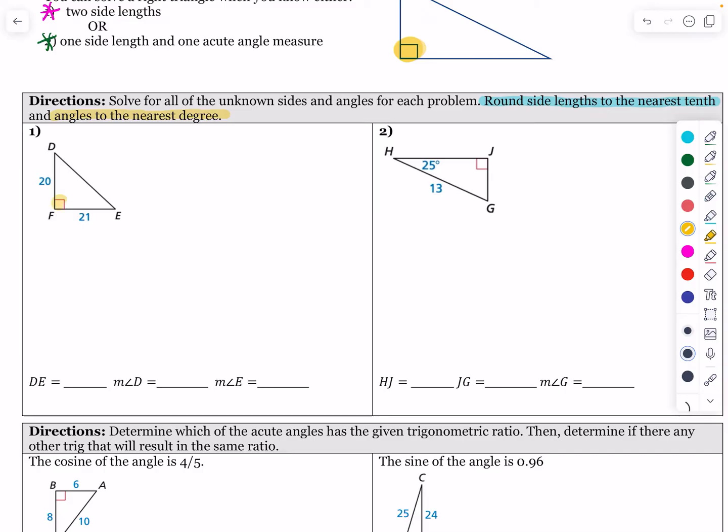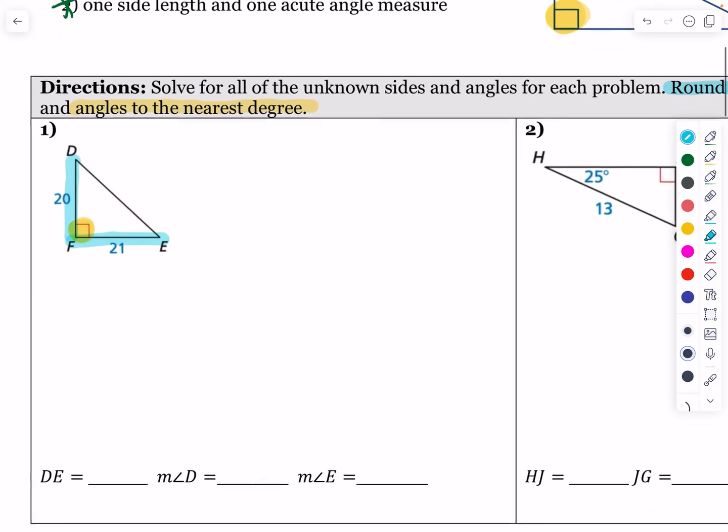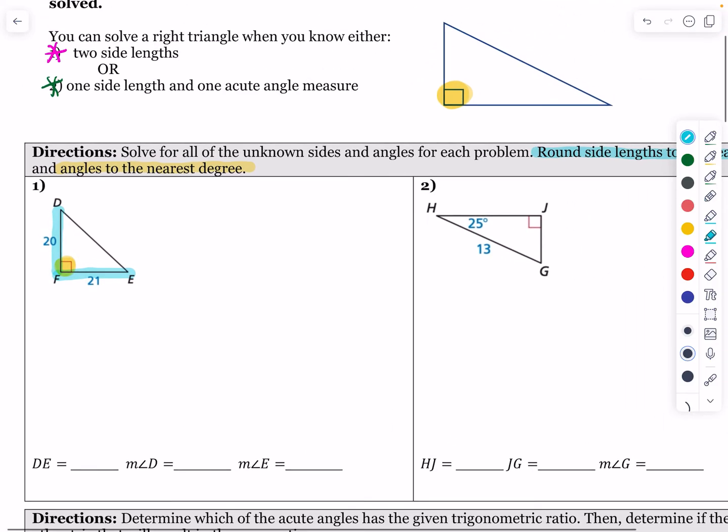We already have one of the angles, it's 90. And then we already have 2 sides. So we're going to be able to find the third side and the 2 acute angles because of the information I'm given in this triangle. This is an example that matches, if I were to color code it, where it's given 2 side lengths. So this would be a pink star, 2 side lengths. Okay, so let's see what we can do.